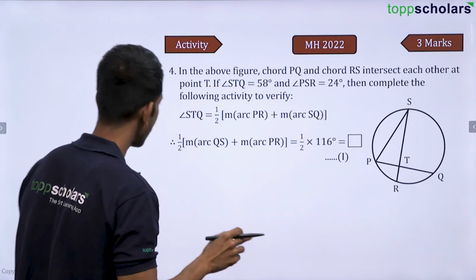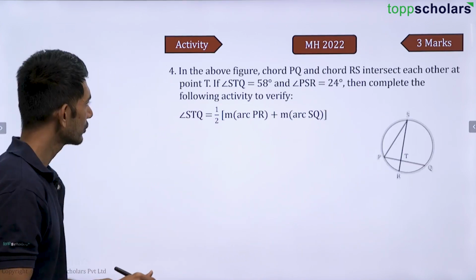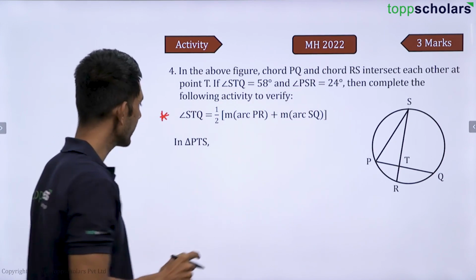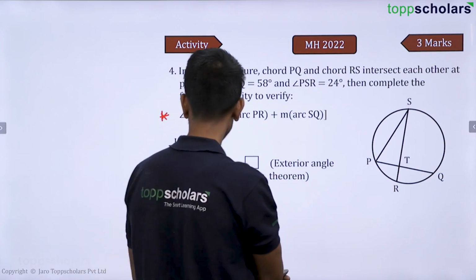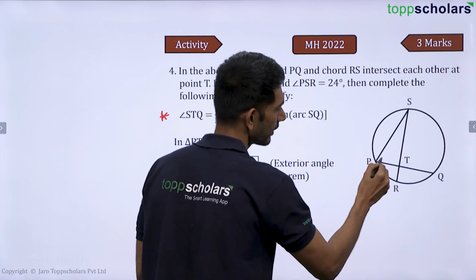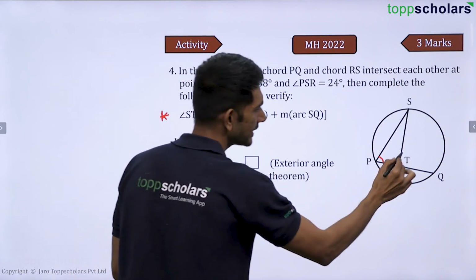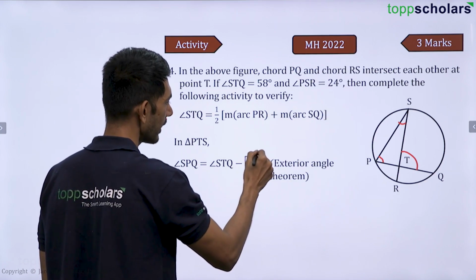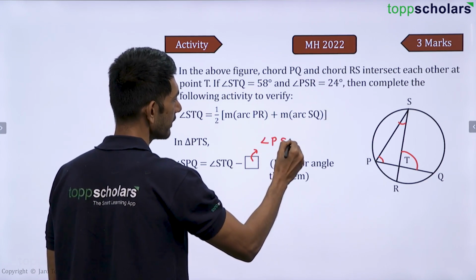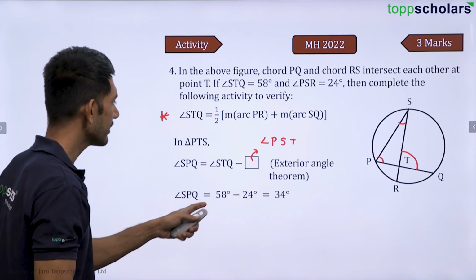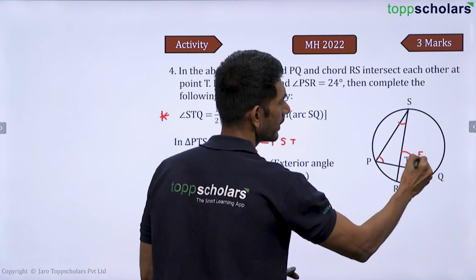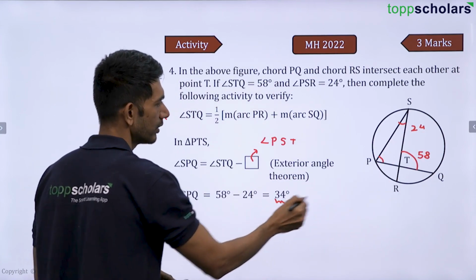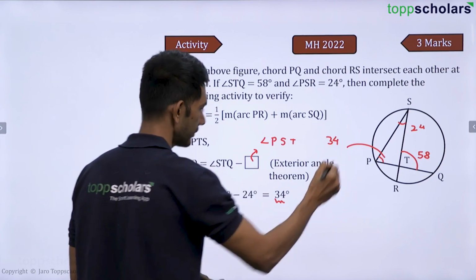Now let's have a look at the activity and let's try to fill this. So this is what we are supposed to verify, right? For that, firstly we took triangle PTS. In triangle PTS, angle SPQ is equal to angle STQ minus angle PST. So that is 58 minus 24. This was 58, this was 24. 58 minus 24 is 34. So this angle over here is 34.